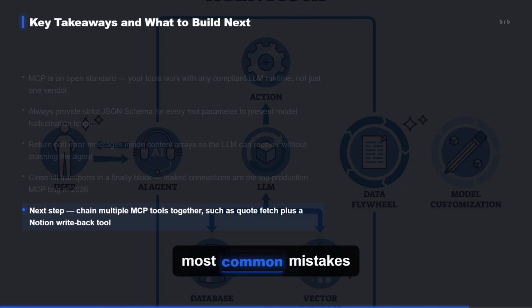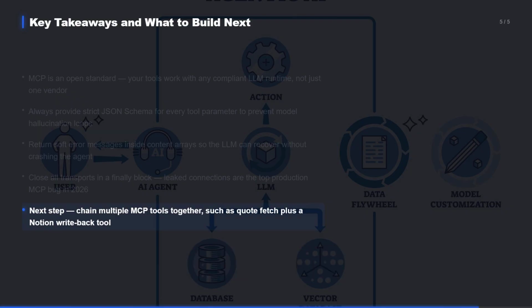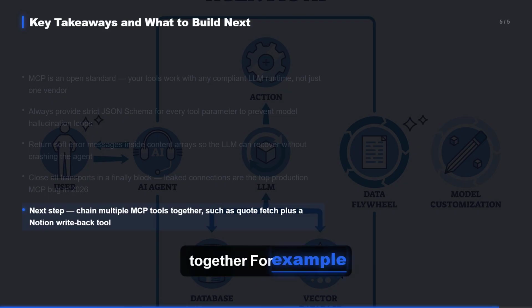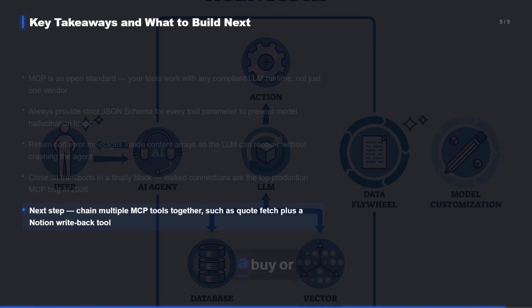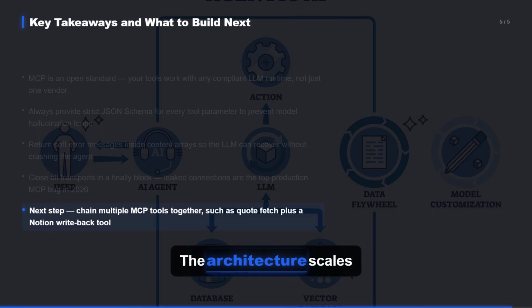The 3 most common mistakes developers make are registering tools without strict input schemas, forgetting to close transports and leaking file descriptors, and returning raw error stack traces inside content arrays which confuse the model. For your next project, try chaining 2 MCP tools together. For example, fetch the stock quote, and then call a second tool that writes a buy or sell signal into a Notion database. The architecture scales exactly the same way.